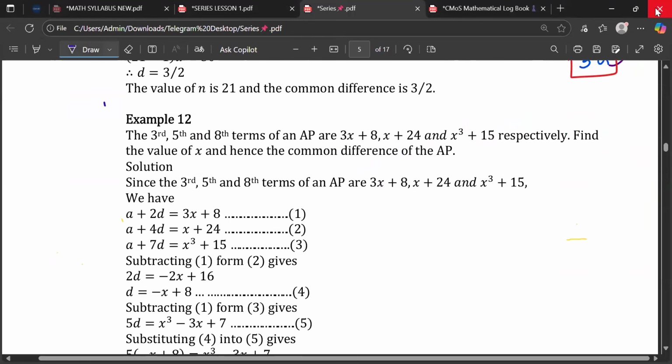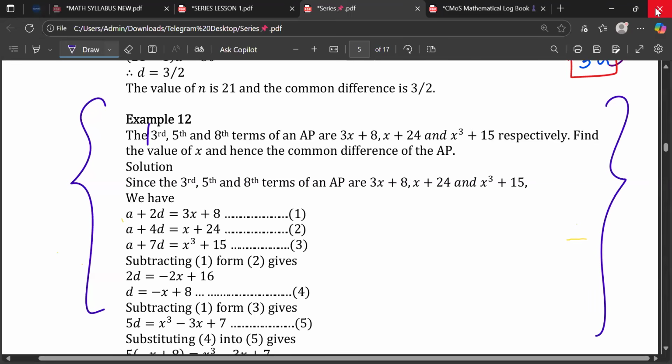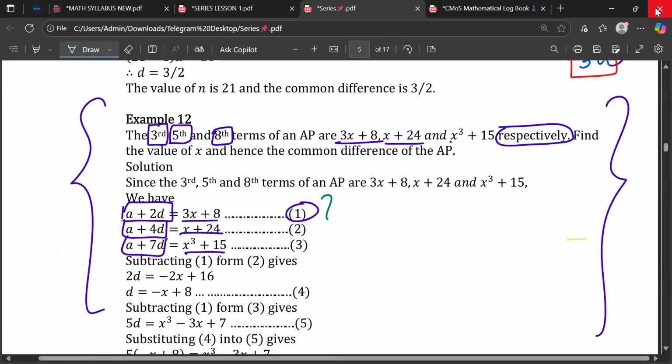Now look at this one. They are saying the third term is this. You can see here, they mentioned that as equation 1. The 5th term, so we expect 4d, is this. And they're saying the 8th term, so we expect 7d, is this, respectively. And I assure you, this is where series stop.